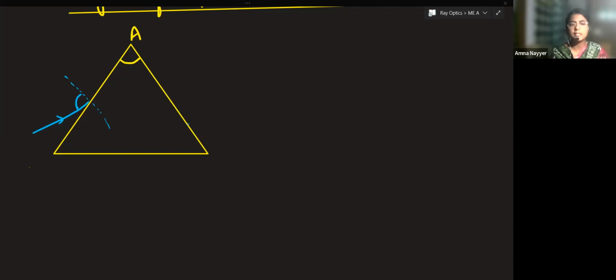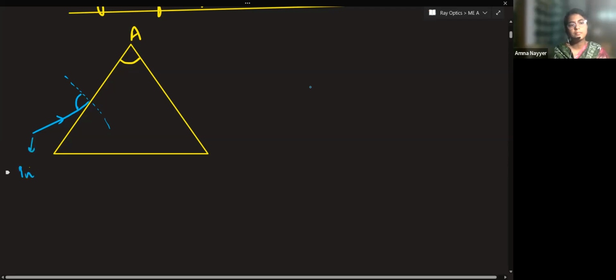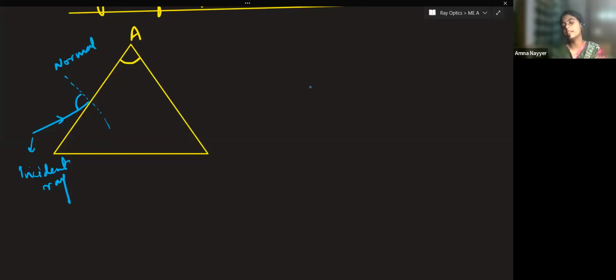Yes, Zen, what is this angle? This is the incident ray. This is the normal. What is this angle called? Incident angle. Yes, angle of incidence. Good. Now what will happen? The ray will get refracted.